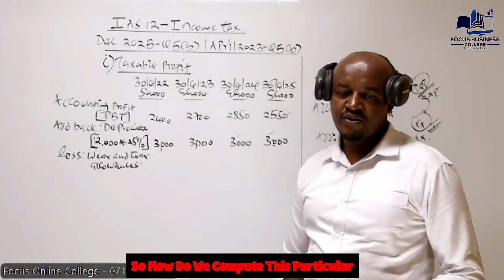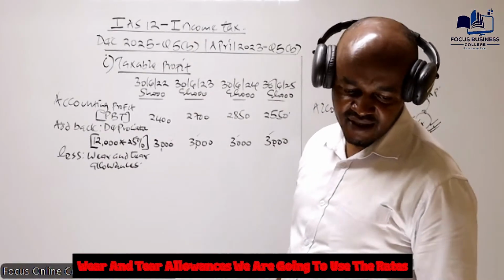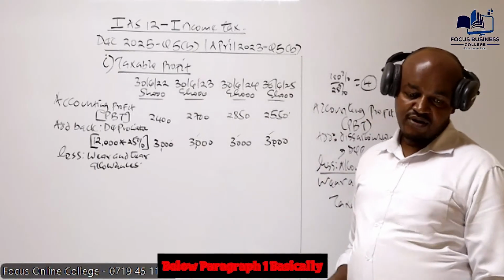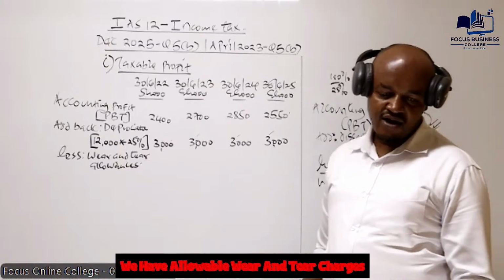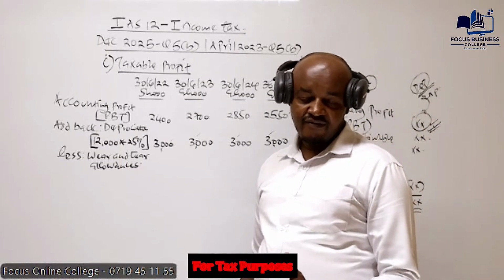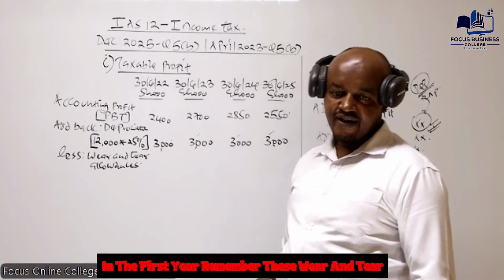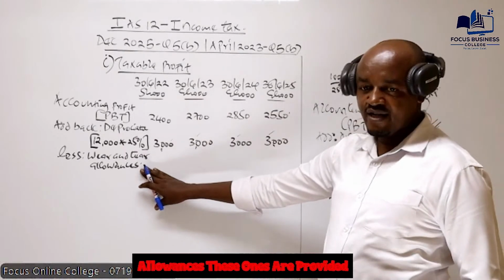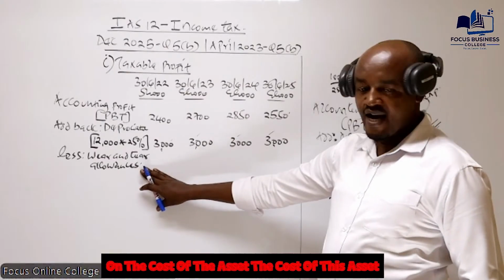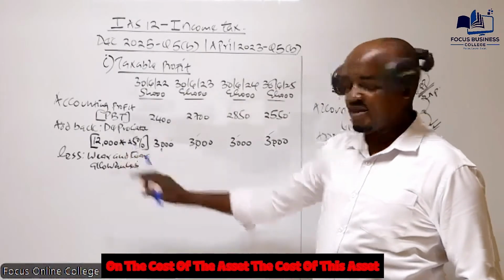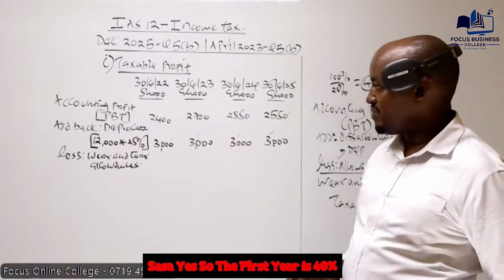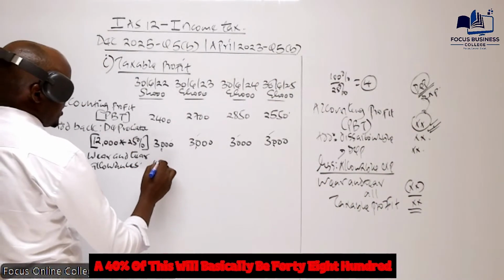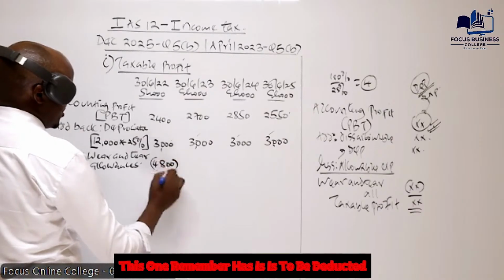So how do we compute these particular wear and tear allowances? We are going to use the rates which are given below paragraph 1, where we have allowable wear and tear charges for tax purpose. In the first year, remember, these wear and tear allowances are provided on the cost of the asset. So the first year is 40%. 40% of this will basically be 4,800. This one, remember, is to be deducted.